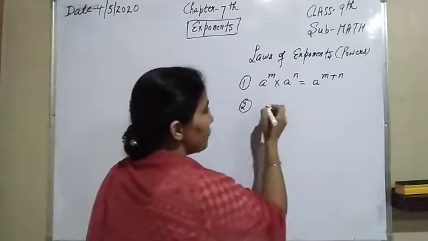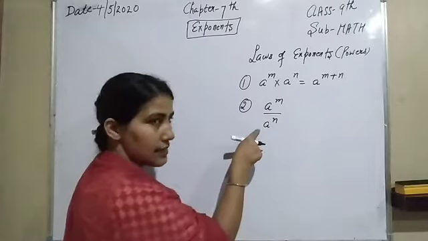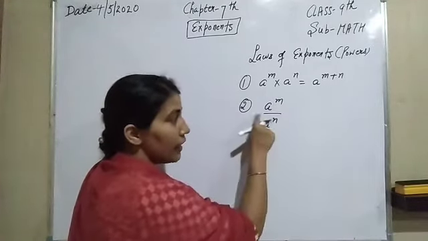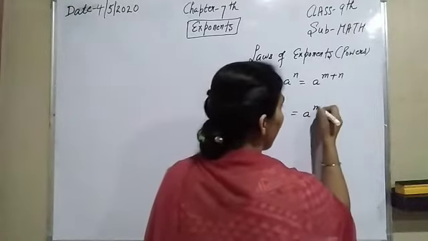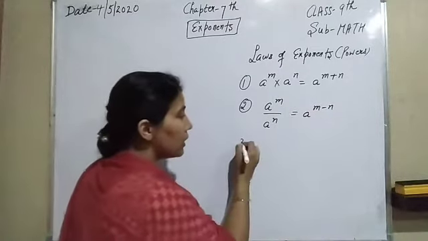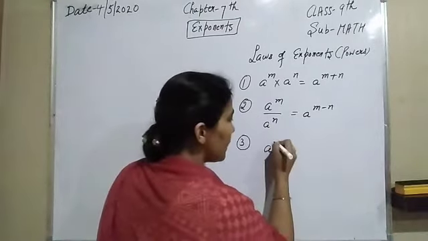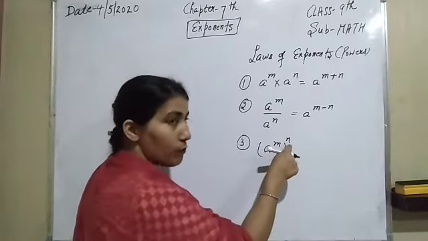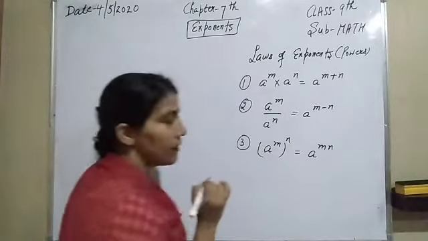The second law is when the bases are the same in the form of division, a and a, with powers m and n. In the form of division, when the bases are the same, then the powers can be subtracted. That means m minus n. That is called the quotient law. The third law is when a raised to power m, whole raised to power n. When it is a power of a power, then these powers can be multiplied with each other. That means a raised to power mn.